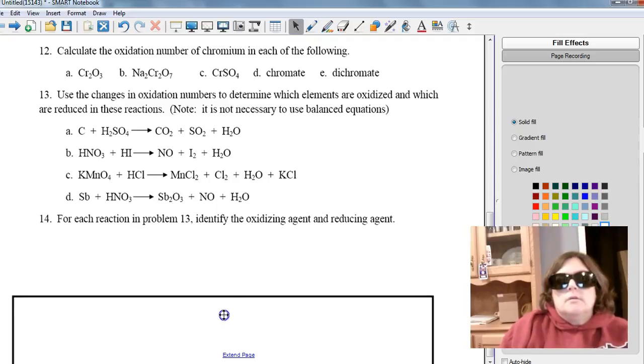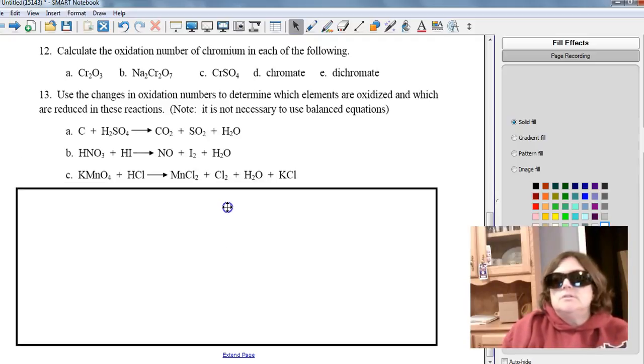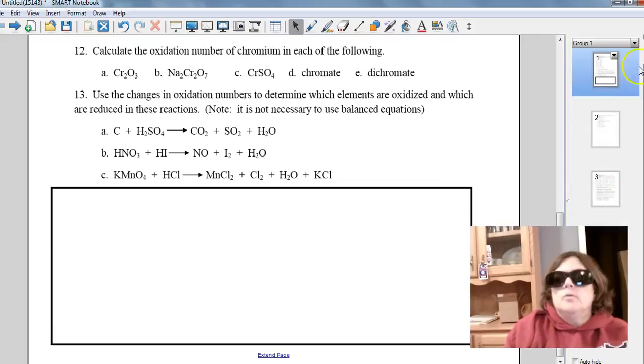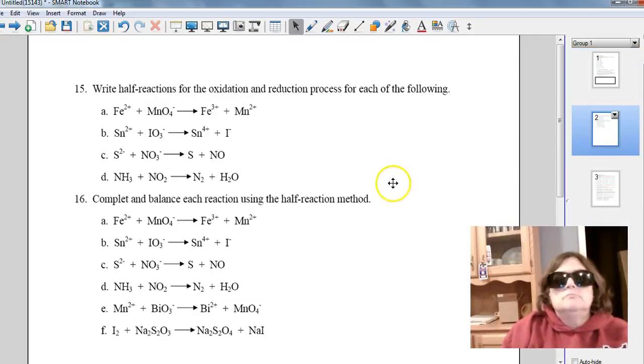All right. Oxidizing and reducing agent, we're not going to worry about. Half reactions.